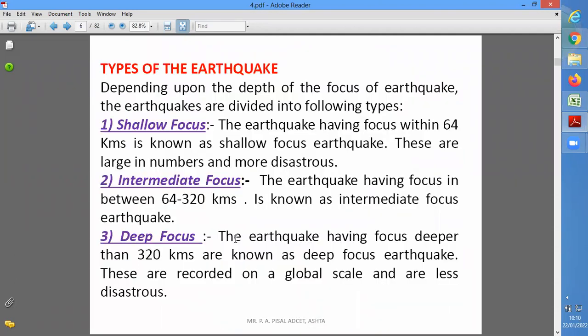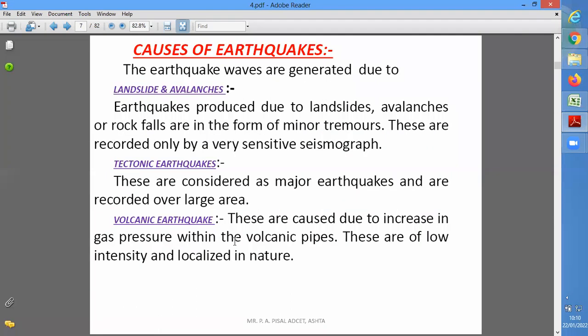After that, we saw the types of earthquakes depending on the depth, three types: shallow focus, intermediate focus, and deep focus earthquake. So today we are going to discuss the causes of earthquake. Causes means the reasons behind the formation of the earthquake.